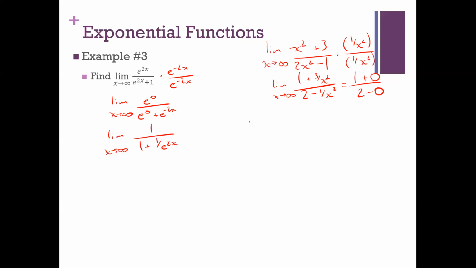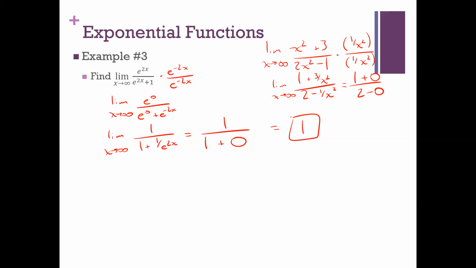Now are limit laws available to me? Constant 1, constant 1. What does 1 over e to the 2x go to? 0. Yes, I agree the limit's 1.